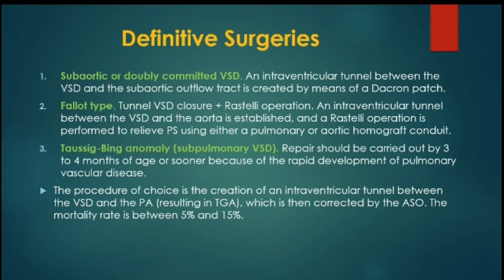In cases with subpulmonic VSD, what we call Taussig-Bing anomaly, surgical repair should be done as early as possible to prevent the pulmonary vascular disease. In this pathology, the repair is done like the subaortic or doubly committed VSD by intraventricular tunneling, and thus we change the pathology as if it is a transposition of great arteries. So we go on for arterial switch operation also. This is a very tough procedure, and it carries a risk of 5 to 15% of mortality.